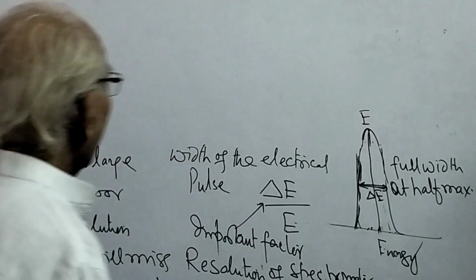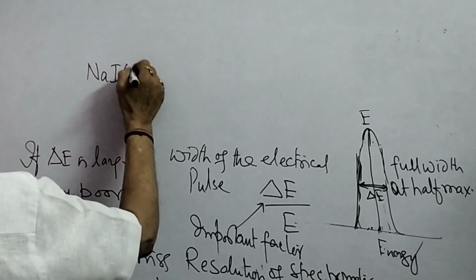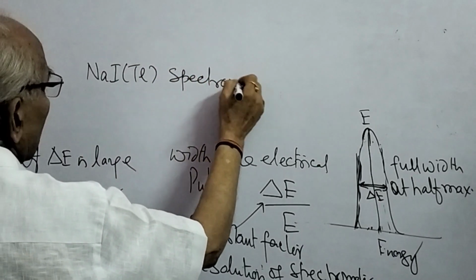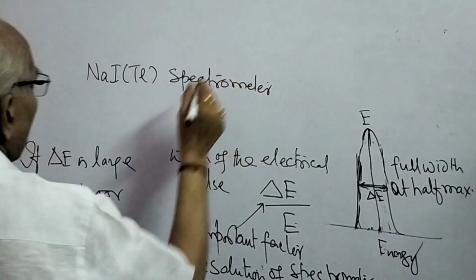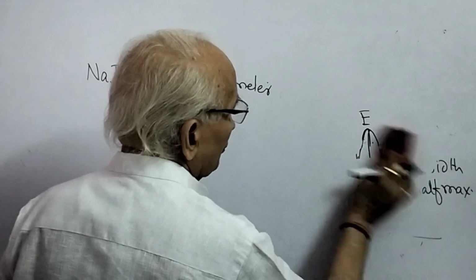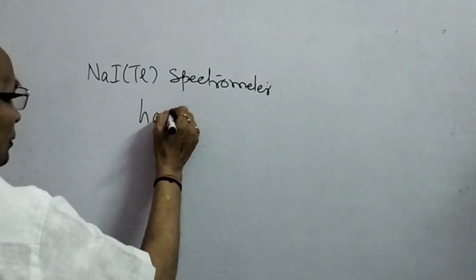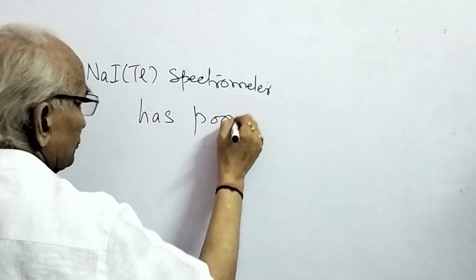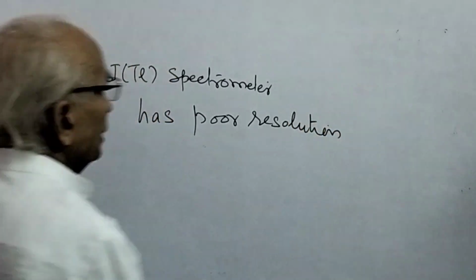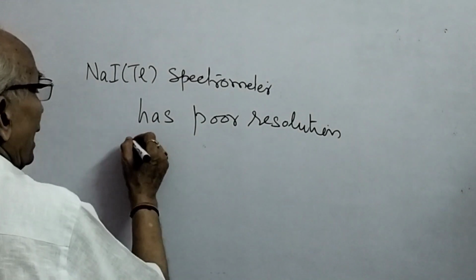That is called resolution. So sodium iodide spectrometer has poor resolution. It has poor resolution. But remember, resolution is poor, but it has high efficiency.